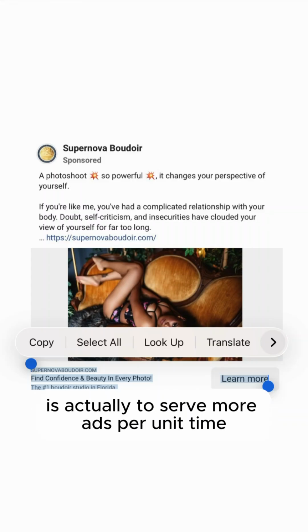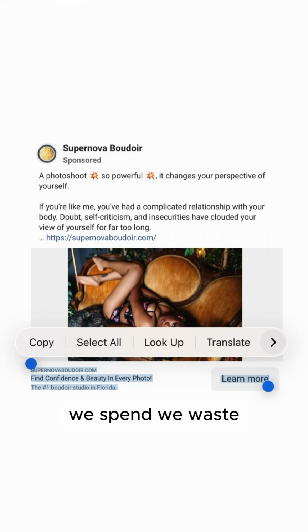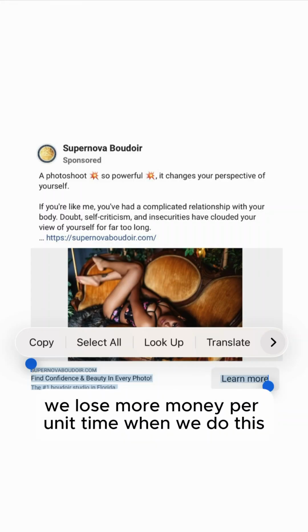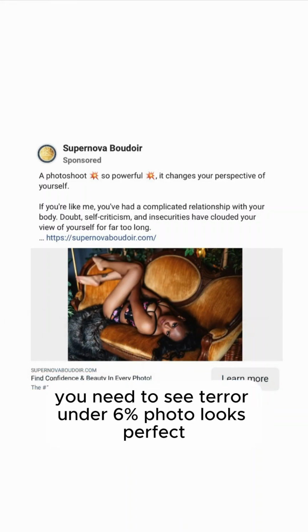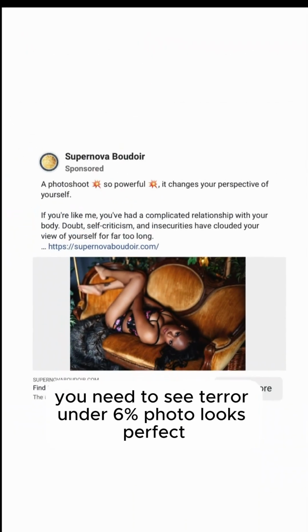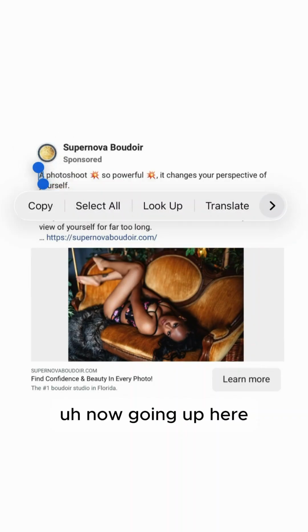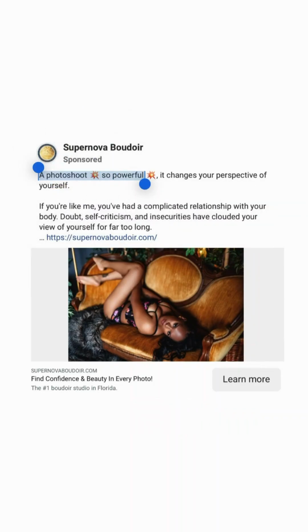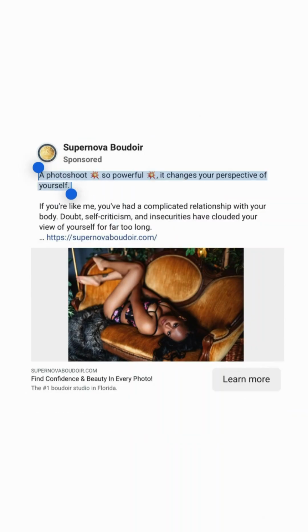Now, what Facebook gets is actually to serve more ads per unit time. So Facebook makes more money per unit time. We spend, we waste, we lose more money per unit time when we do this. And this is pulling our unique CTR under 6%. Photo looks perfect. Now, going up here. So, photo shoot's so powerful, it changes your perspective of yourself.